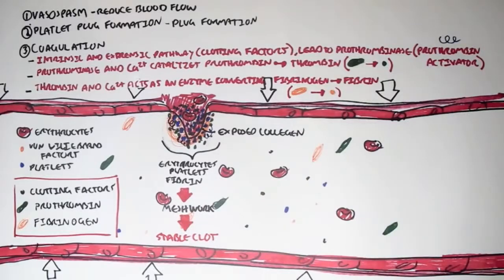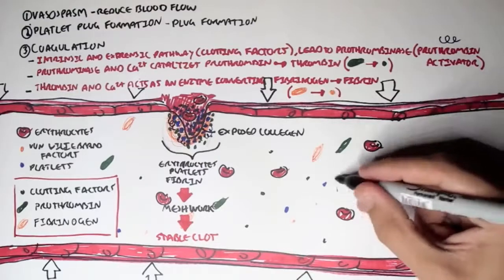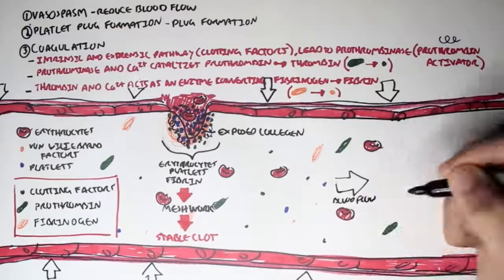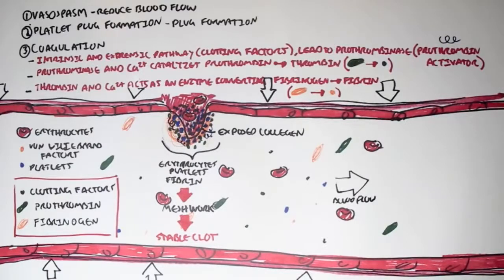So as you can see, with the help of vasoconstriction, which reduces blood flow, and the platelet plug formation, which forms a temporary plug, and then coagulation, which forms a fibrin meshwork, these three steps will essentially form a stable clot, which will then heal in time. And so when this blood vessel is healed, then blood flow can return to normal, and so blood can be supplied once again to the surrounding tissues.